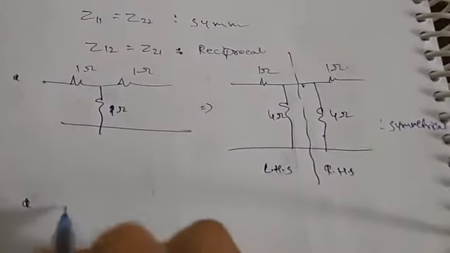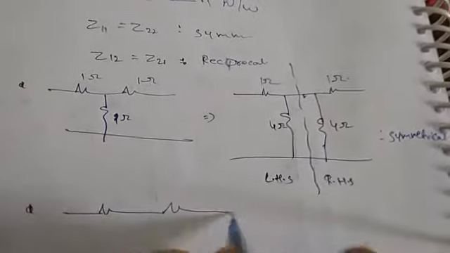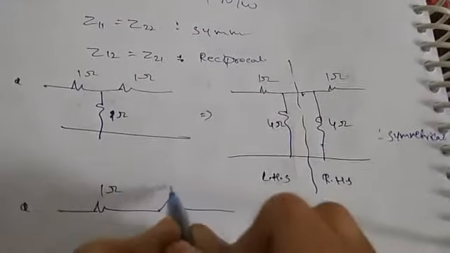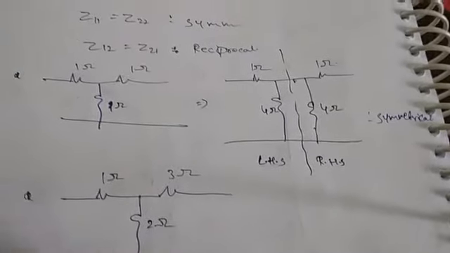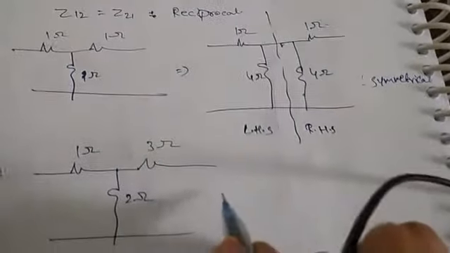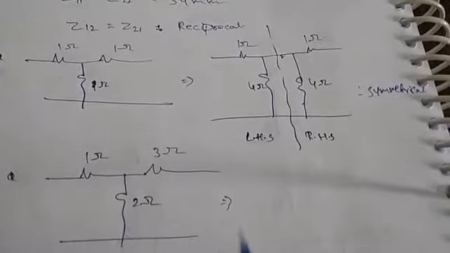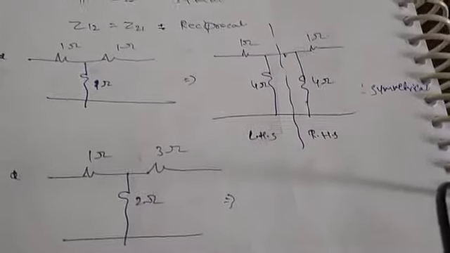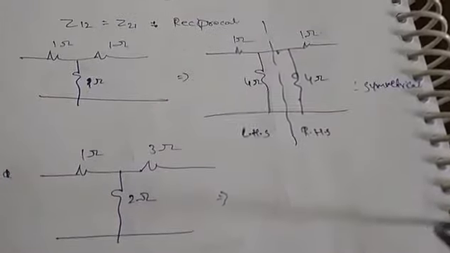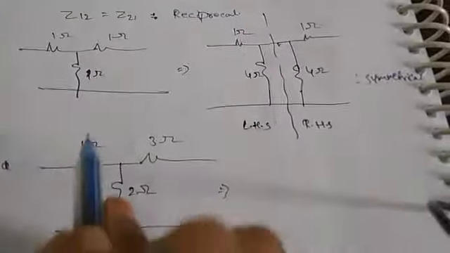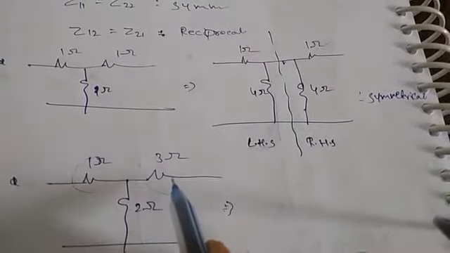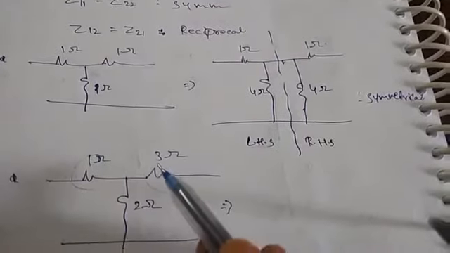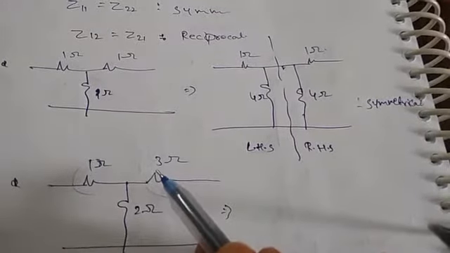One more example. Here this is a 1 ohm resistor, this is a 3 ohms resistor, and this is again a 2 ohms resistor. If anyone asks whether the circuit is symmetrical or reciprocal, we can directly state that the circuit is not symmetrical, because at one end it is a 1 ohm resistor and at the other end it is a 3 ohms resistor. So we can't do anything.